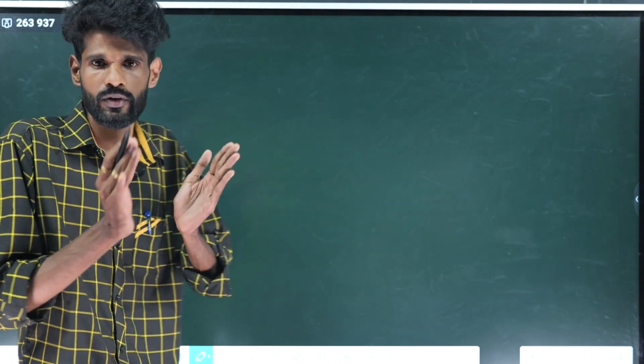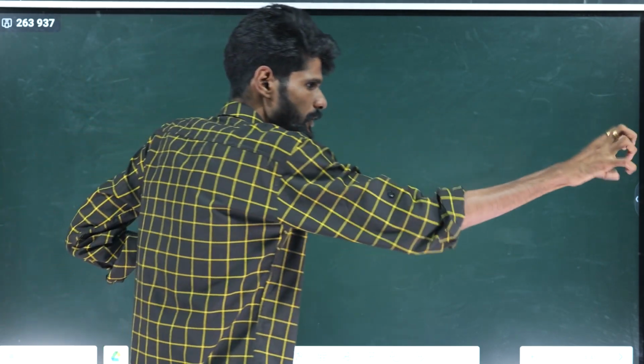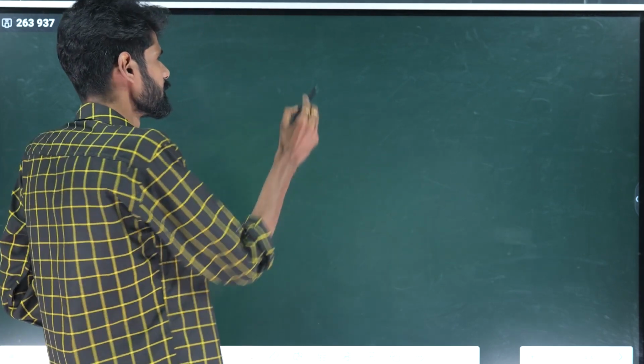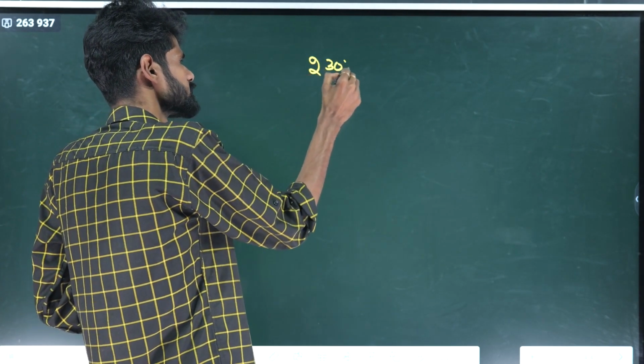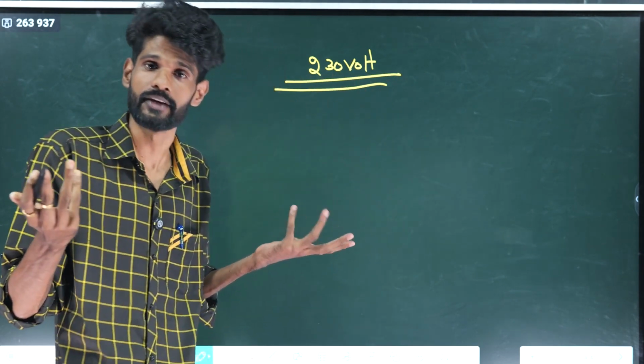Now, for a household outlet: suppose a voltmeter is plugged into a household outlet and it reads 230 volts. This 230 volt indicates which value?